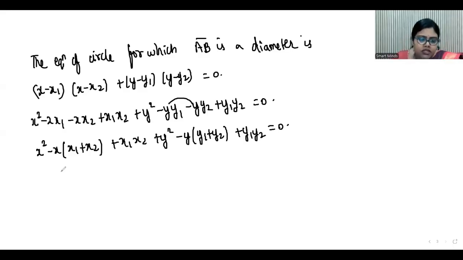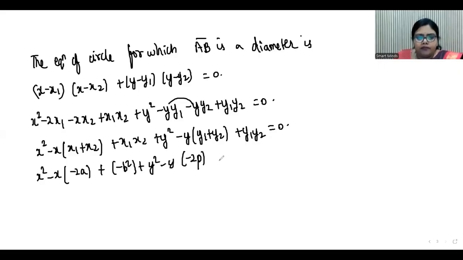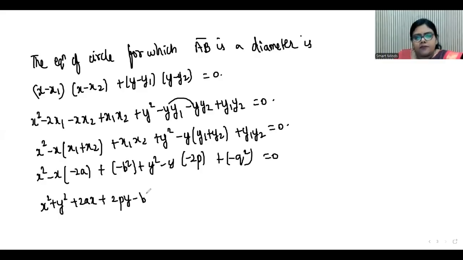Now we will just substitute here. So x² − x into, what is x1 + x2? Minus 2a. x1x2 is −b². Then y1 + y2 is −2p. y1y2 is −q², equal to 0. So you will get x² + y² + 2ax + 2py − b² − q² = 0. This is the final answer.